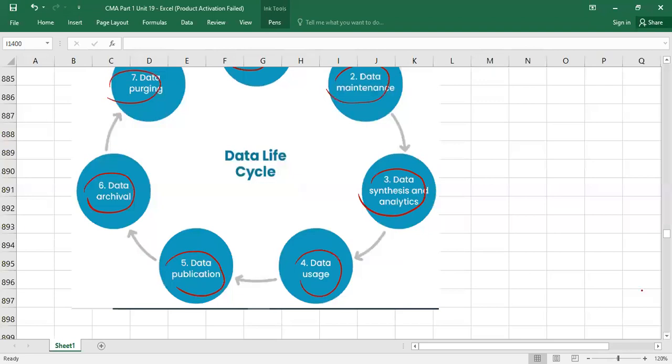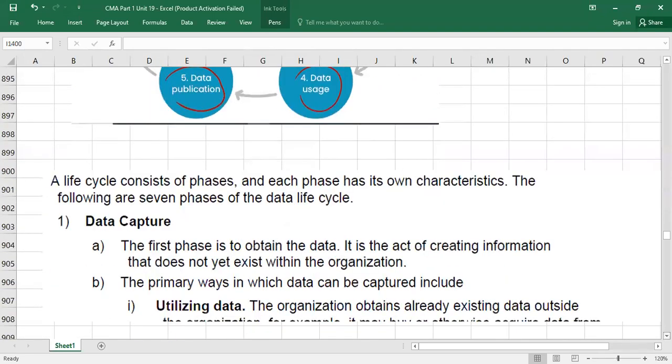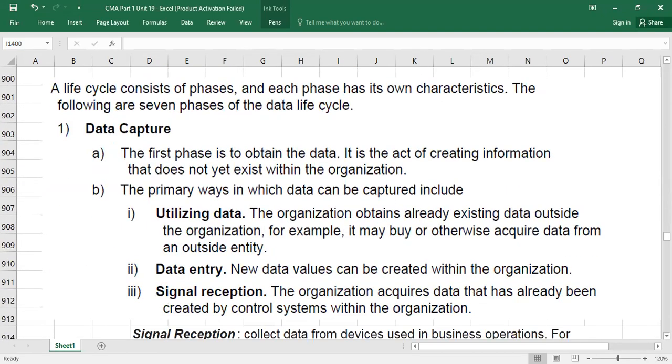So here we go. From data capture till data purging, what stages are there? We are going to discuss the total 7 phases of the data life cycle. It could be tested in MCQs, and it could be tested in essay questions as well. So I'll show you some questions at the end of the class.